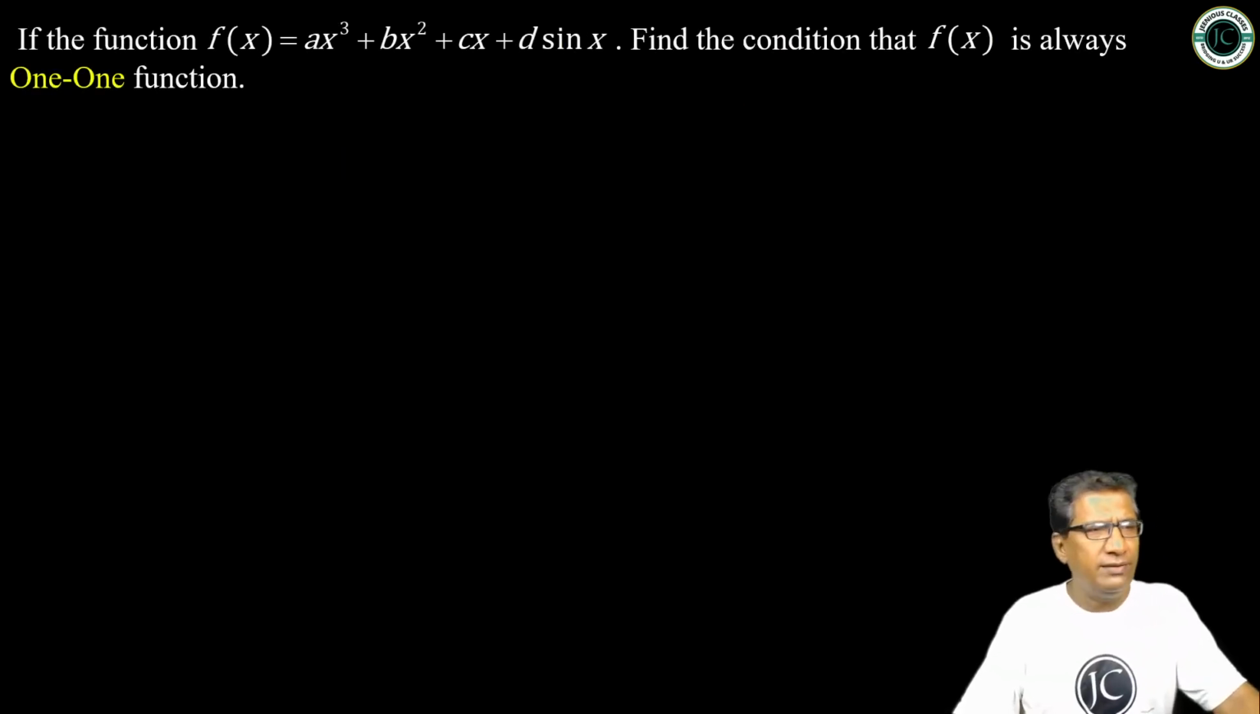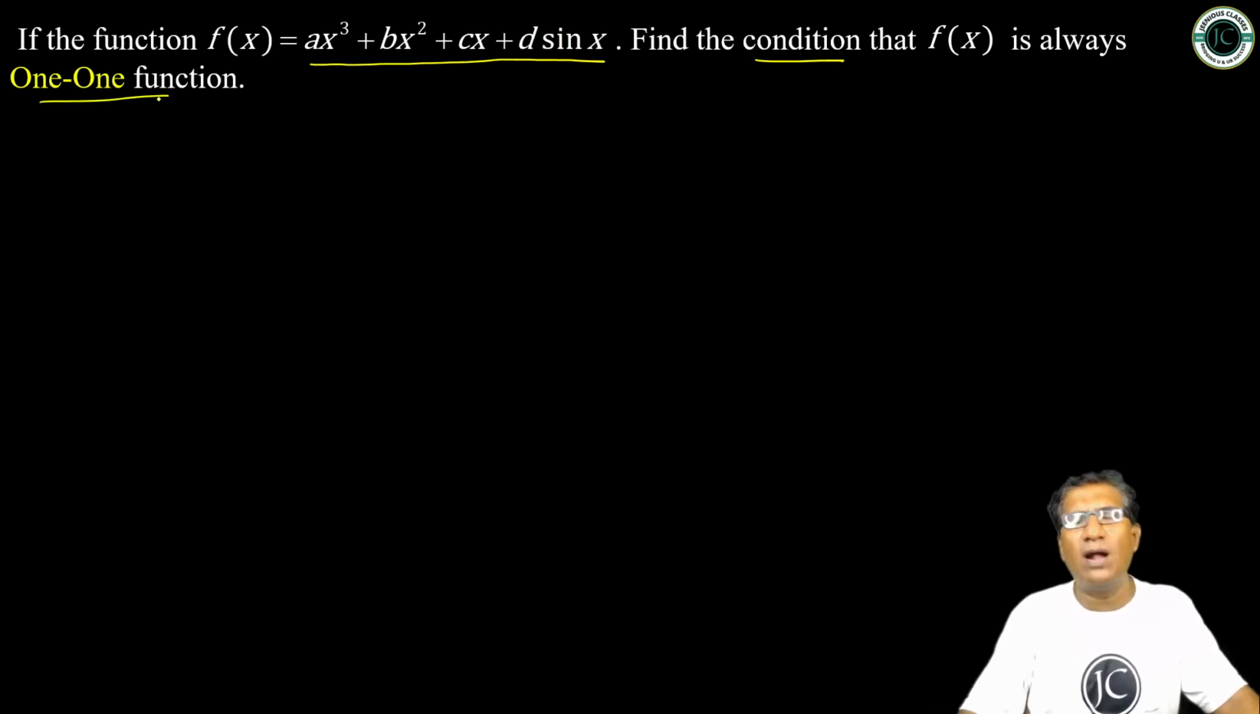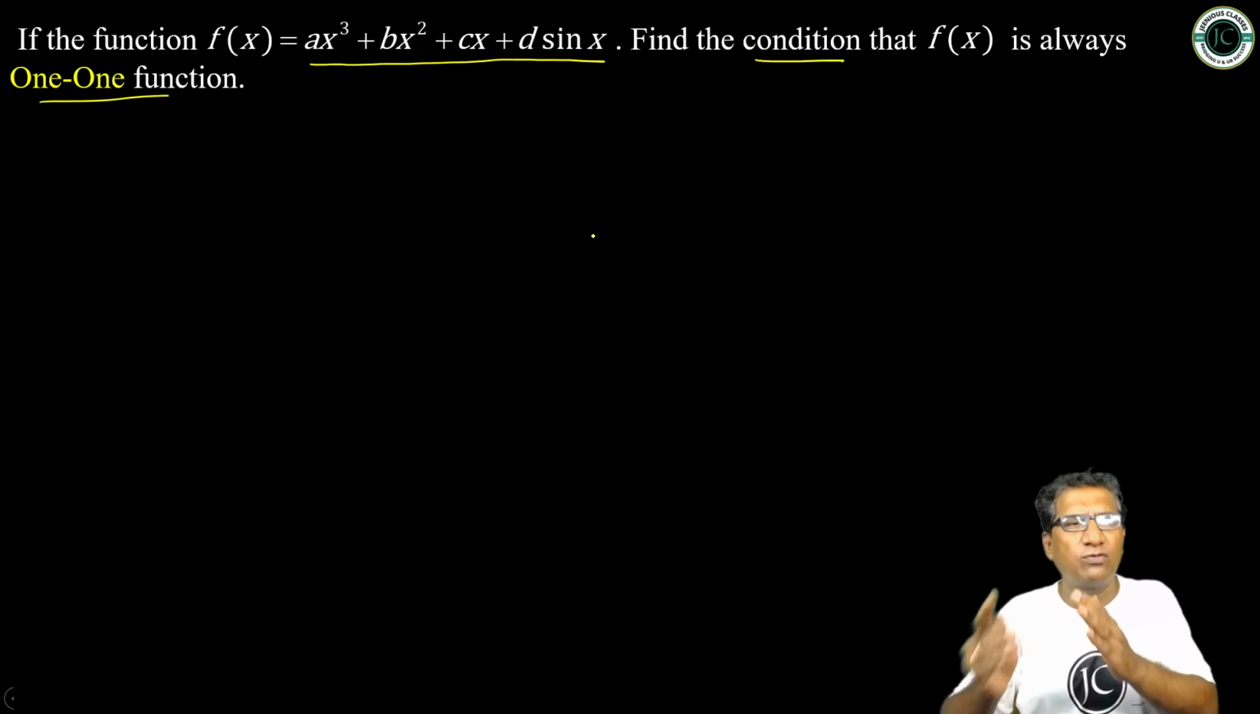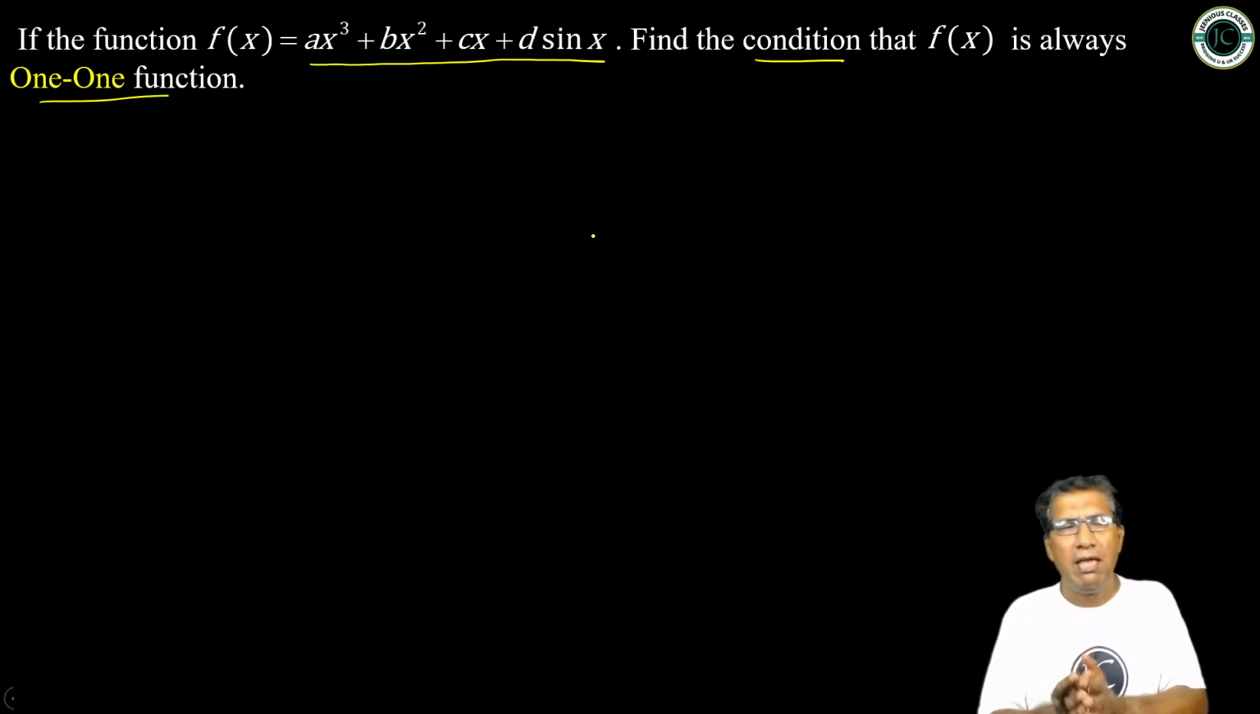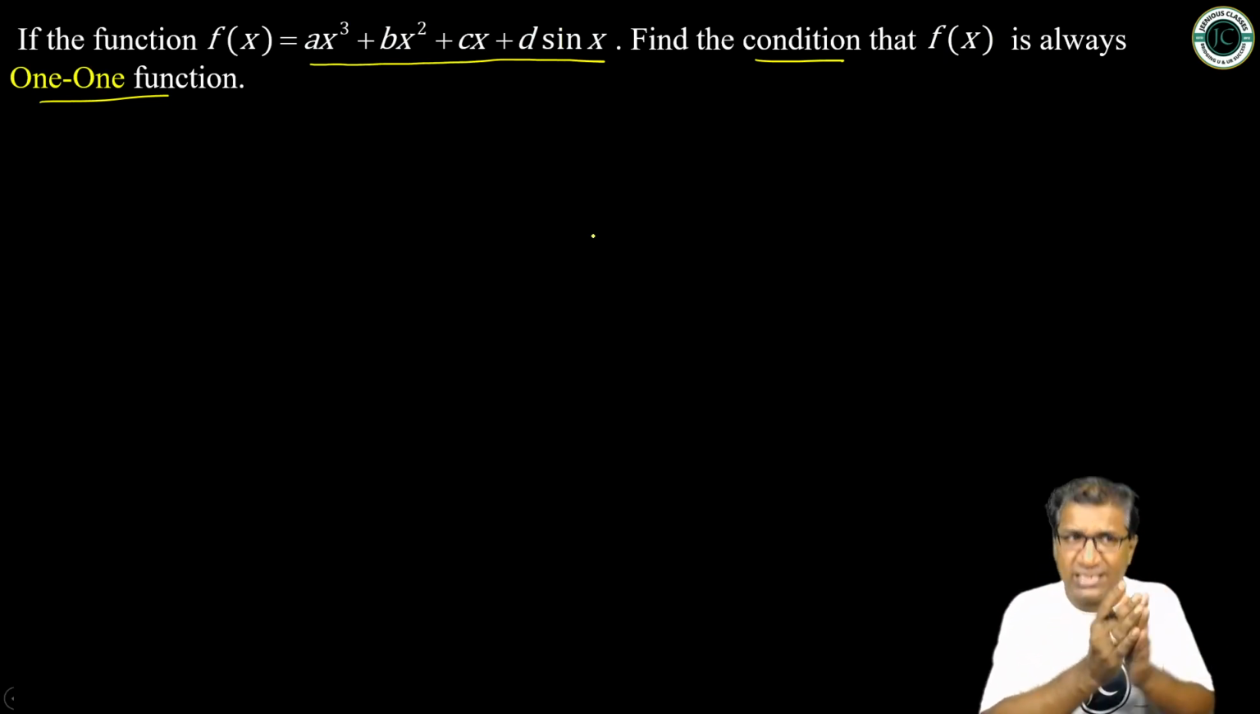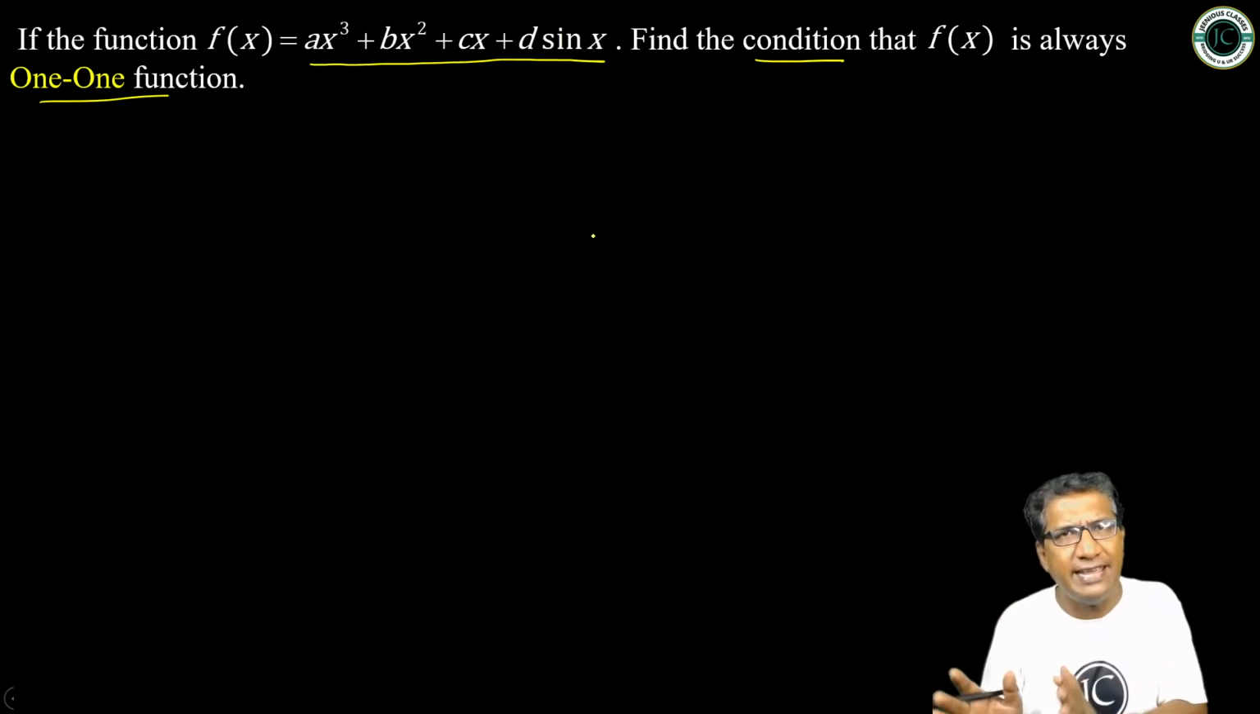But you see this question. If the function f(x) is ax cubed plus bx squared plus cx plus d sin x, then find the condition that f(x) is a 1-1 function. Condition मतलब क्या है? Condition मतलब है you have to find out a relation between the constants. In this case, it is a, b, c and d. That is what is called the condition.